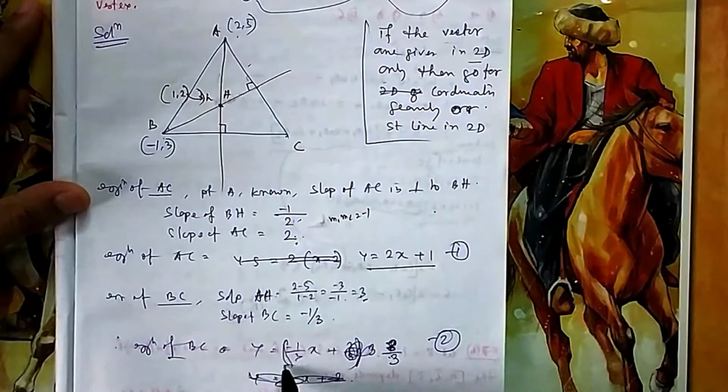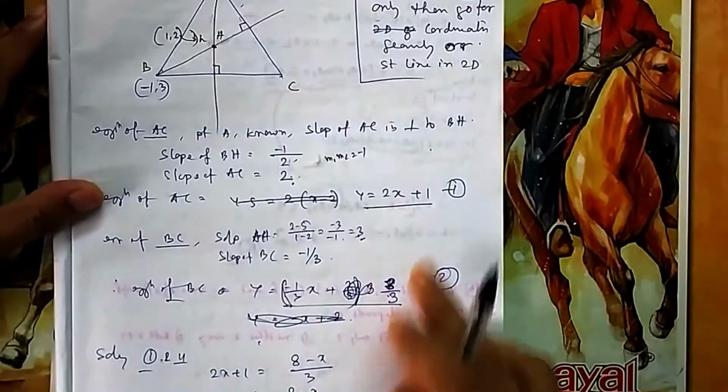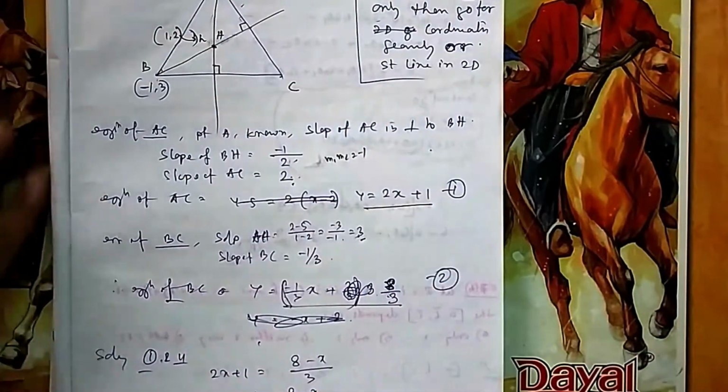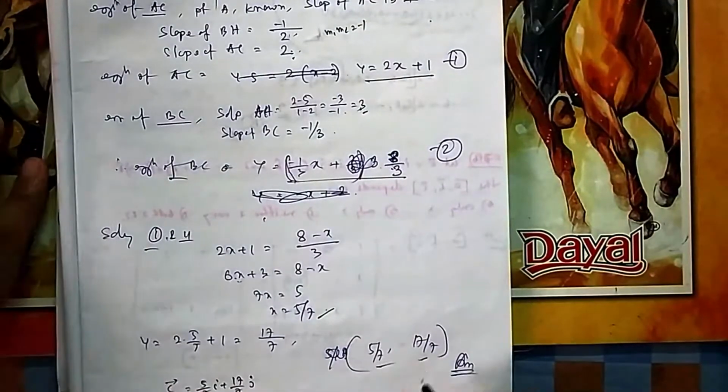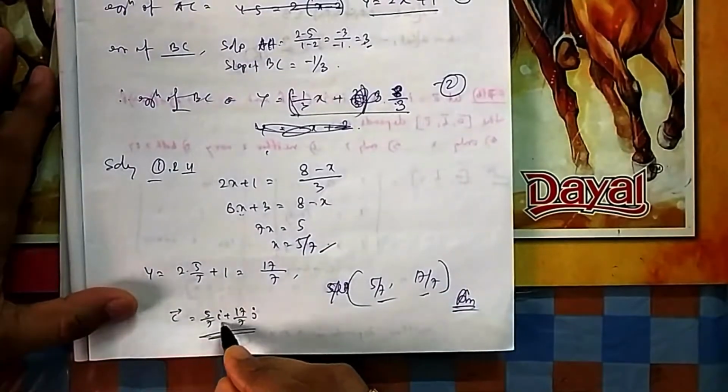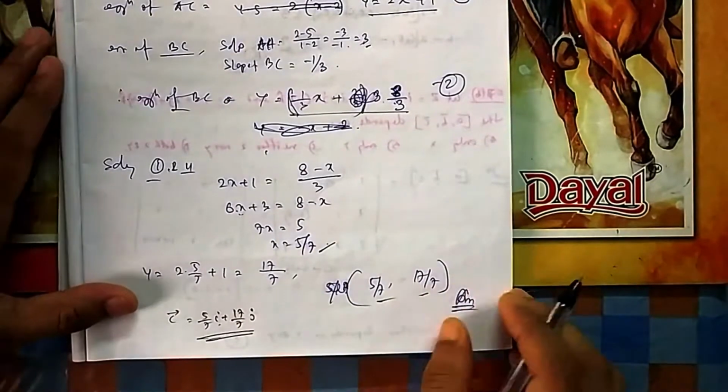Similarly you find the equation of BC. Now you solve these two equations and you will find C. Once you know the coordinates of C, that is the position vector. In vector form what you will write? 5 by 7 i, 17 by 7 j. So that's it, this is your answer.